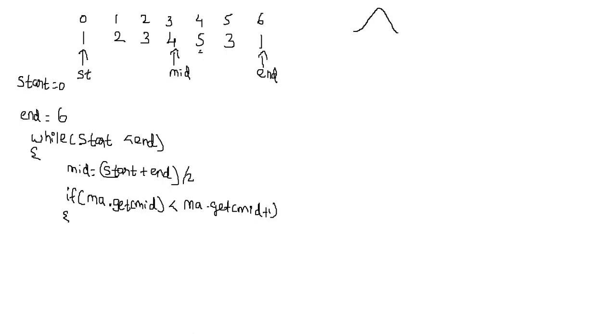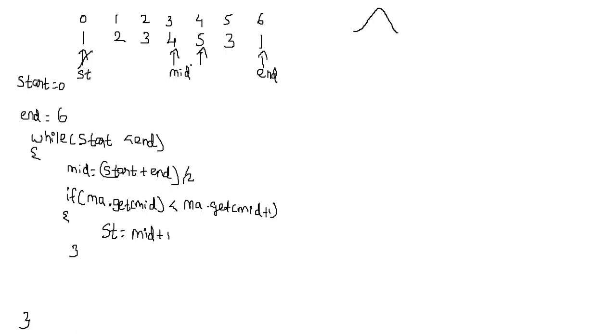If that is the case, the peak element is not present before mid, it might be present after mid. So start will be moved to this index, mid plus 1. So I can give start is equal to mid plus 1. I'll close the while loop here. Again, I have to go for the next iteration of the loop.